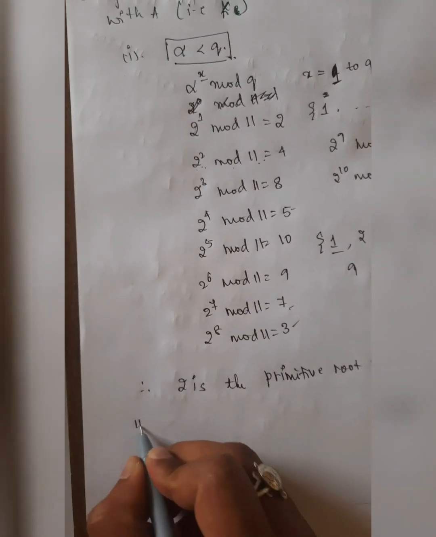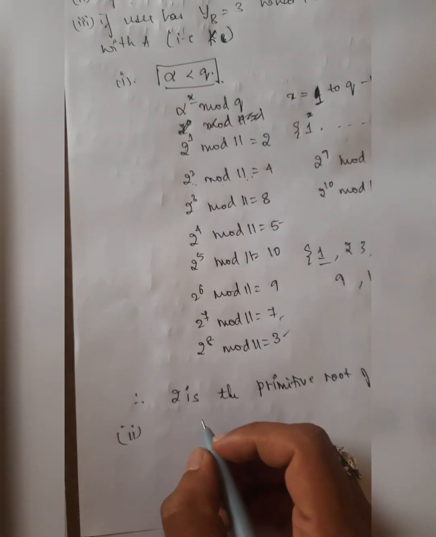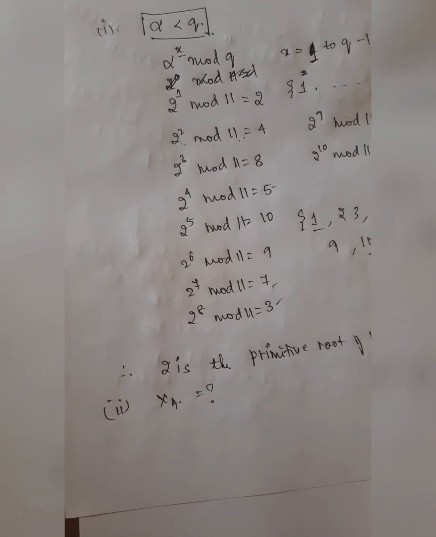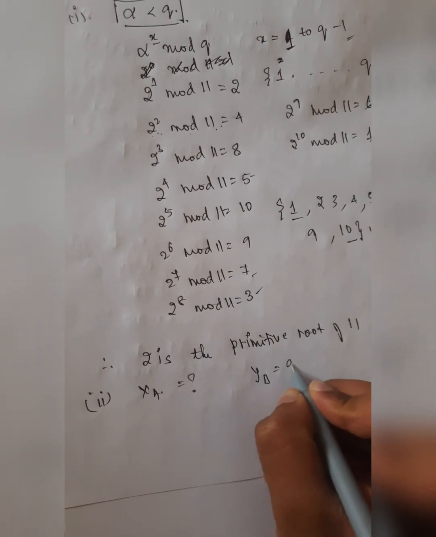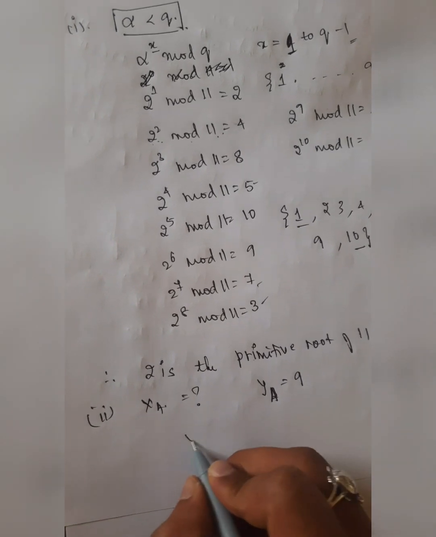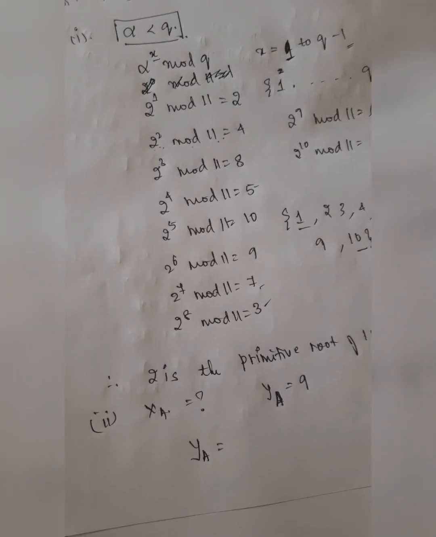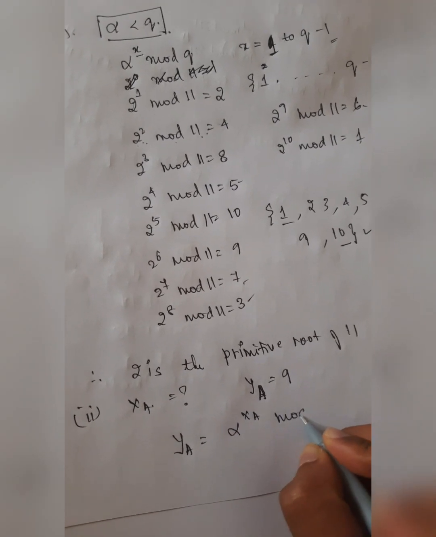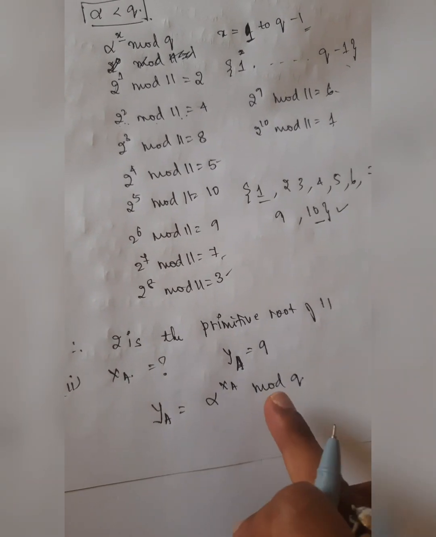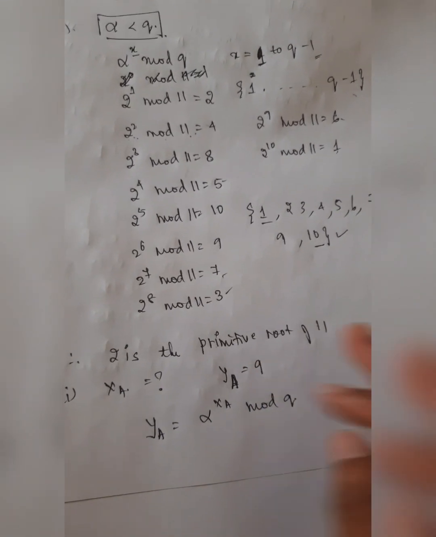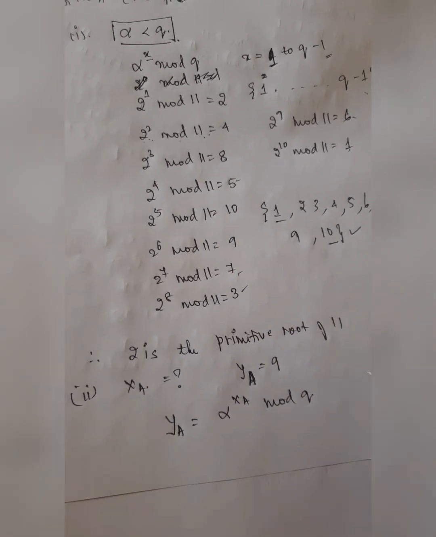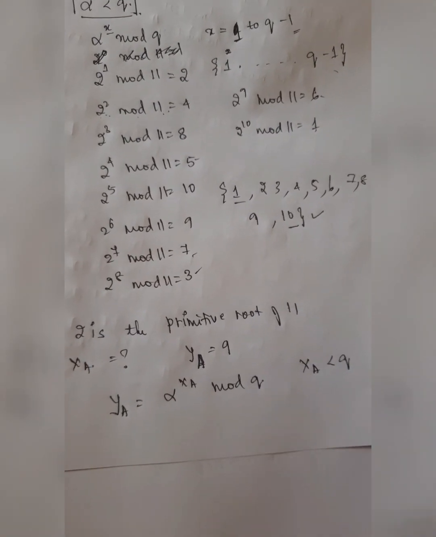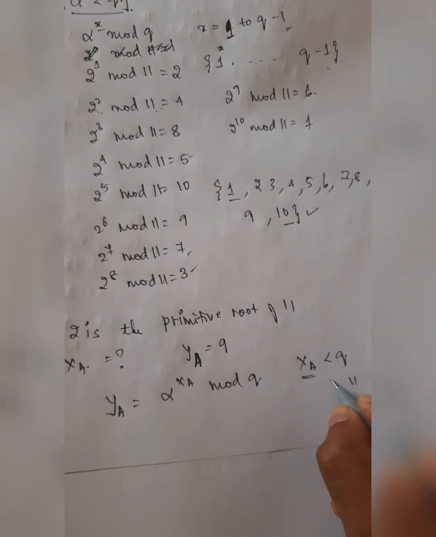Now we'll move on with the second question. The second question says that we have to find XA, the private key of A, given that YA is equal to 9. We know YA is equal to alpha to the power XA mod q. Now we can assume any number, but always remember that XA is less than q, so it should be less than 11.